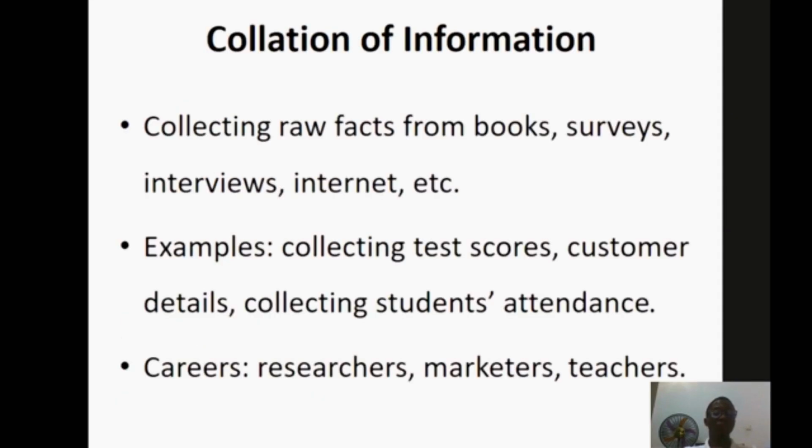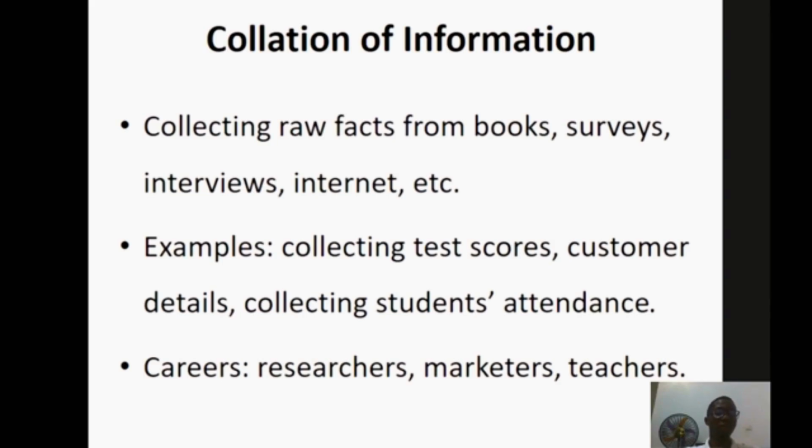The collation of information, what does it mean? What is it all about? Just like I said, it's where you collect these raw facts, this data. And where can you collect it? You can collect them from books, from surveys, from interviews, the internet, etc. There are so many places. For example, your scores, you collect them from your report card, definitely. So there's a place where you get that information.